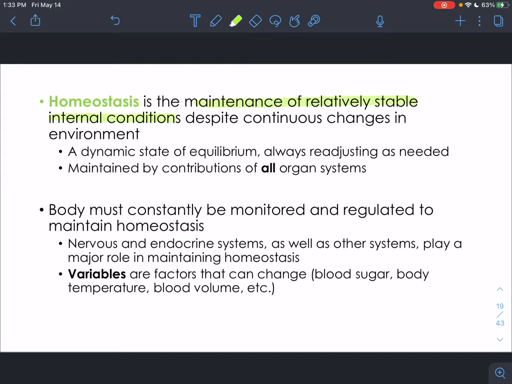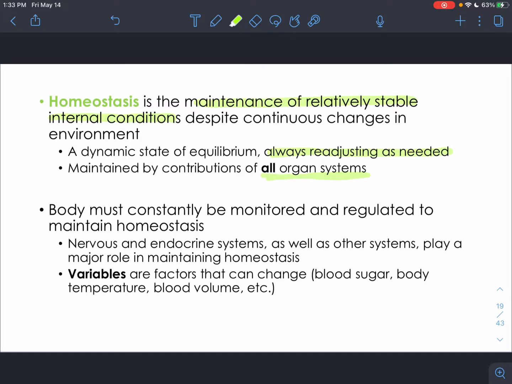Okay, and it's always working. We're always readjusting our body temperature, our blood sugar levels, our respiratory rate, and so on and so forth, to make sure that we're maintaining the perfect levels for our body. All organ systems are going to contribute to this, some a little bit more than others, but they're all going to work together to make sure that our body is staying at the proper levels.